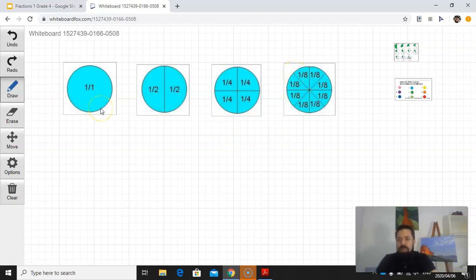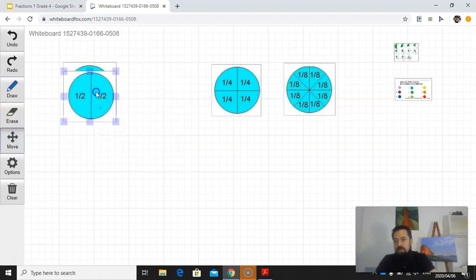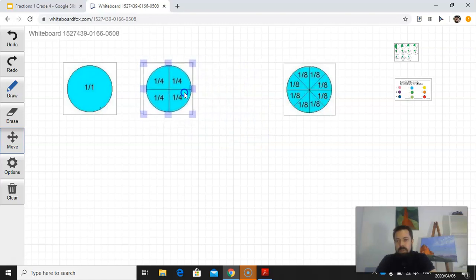Now, interestingly, before we go on to looking at our next couple of slides, I do just want to have a look at this. If we took the 2 halves and we put it on top of the whole, you would see it's the same. So 2 halves together is the same size as a whole. Let's do it this way around. 2/4 is the same as 1/2. Right, you can see that they're the same size.